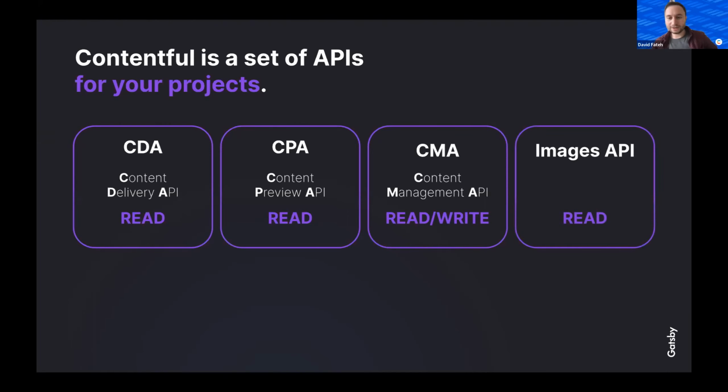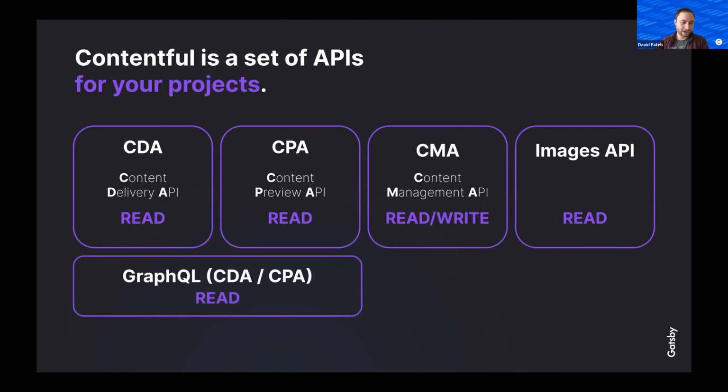And then, of course, we also offer assets, so you can upload images and videos into your space. And on top of that, we offer the GraphQL API, which connects to the CDA and the CPA. So if you're familiar with using GraphQL, and of course, if you're running a Gatsby project, you're most likely going to use GraphQL, and we'll look at that example in a second. But that also connects to both the CDA and the CPA, so you can really fine tune the content that you want to come across the wire.